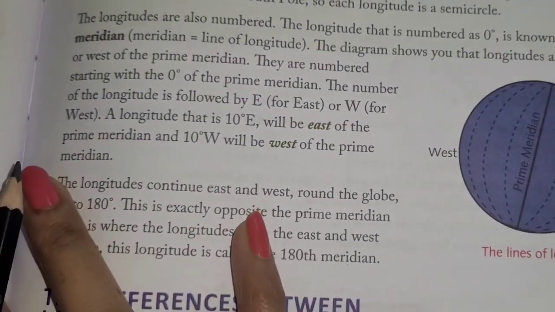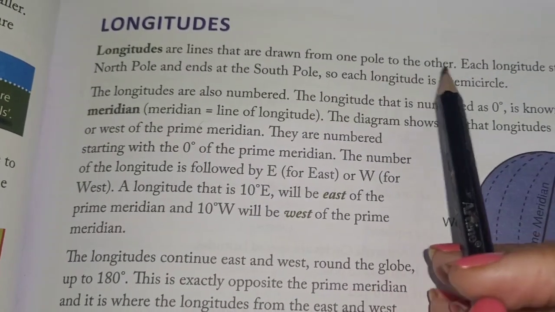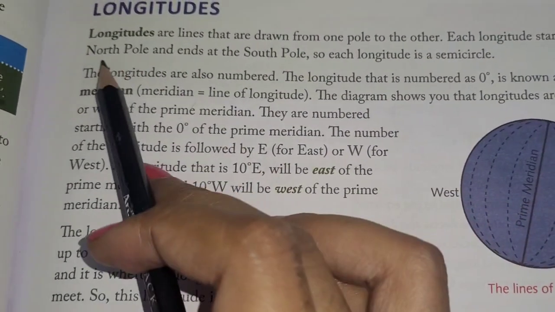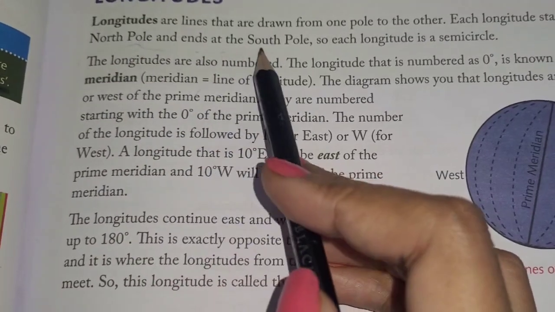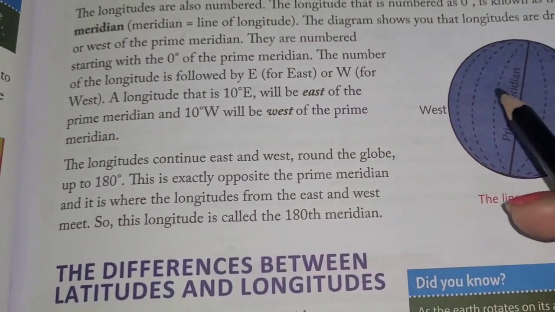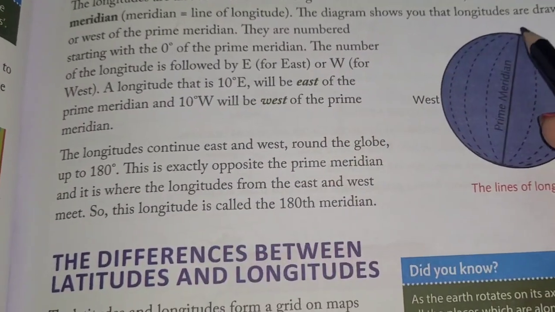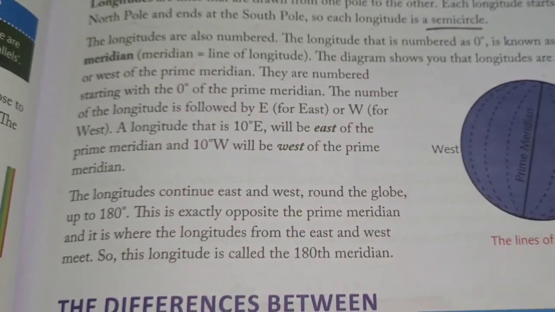Longitude. The longitudes are lines that are drawn from one pole to the other. Each longitude starts at the north pole and ends at the south pole. Each longitude is a semicircle. আমরা দেখলাম এতক্ষণ ধরে লাইনগুলো এই দিকে যাচ্ছে, এবার লাইনগুলো ওপর থেকে নিচে যাচ্ছে, মানে ওপরে নর্থ পোল টু সাউথ পোলে যাচ্ছে. The longitudes are also numbered.